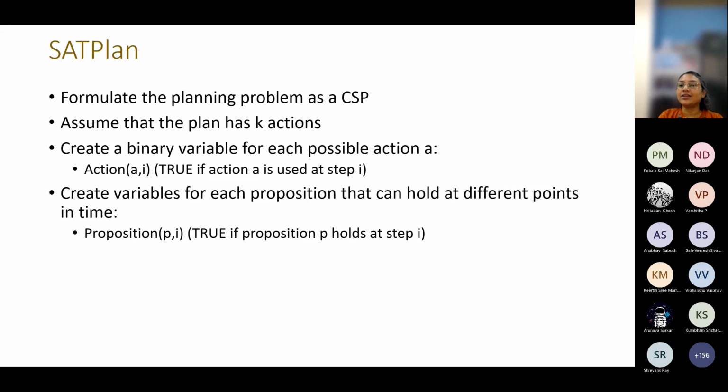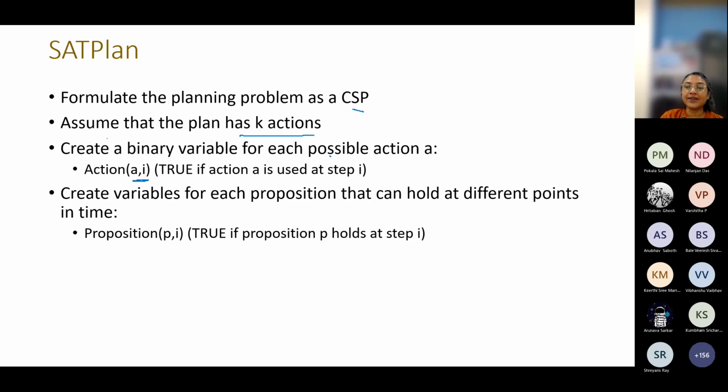And as I said, I will not go through the other planners, but just to mention that SATPlan is a very popular planner, where we formulate the planning problem as a constraint satisfaction problem. Just a sketch of how it is done. Suppose the plan has k actions. We can create a binary variable for each possible action, where action A_i is true if action A is used in step i.